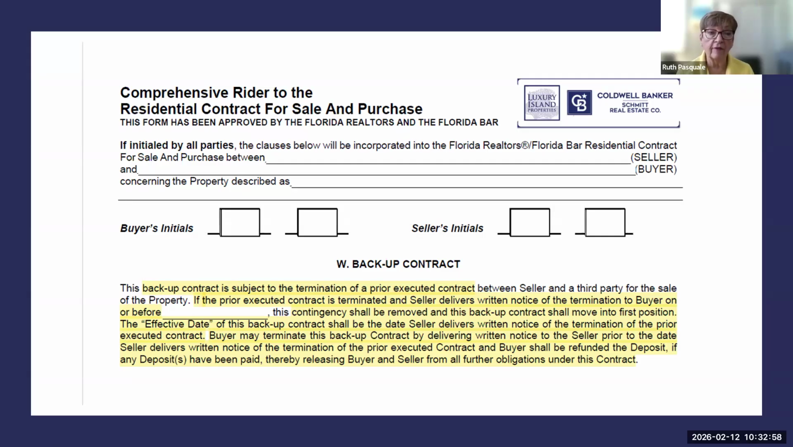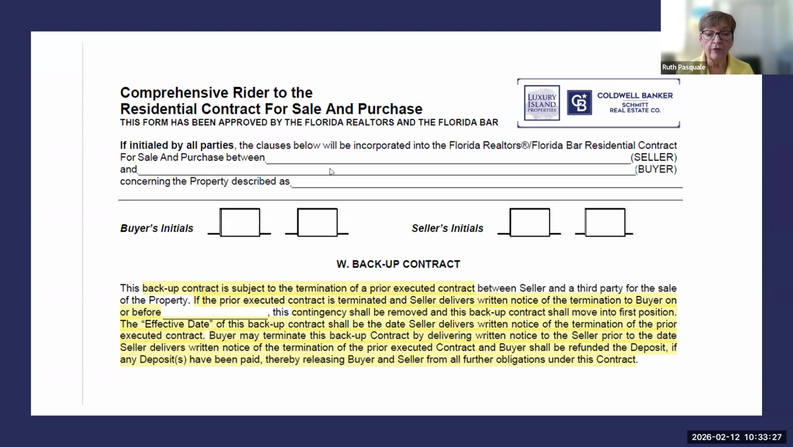So the buyer may say, you know what, I'll wait 2 weeks because we know the other one's in inspection, and maybe it'll fall out during the inspection period. Maybe it's 45 days to see if it closes, whatever it is. But this date is the date that the buyer has decided he will allow the backup contract to be in place. Everybody clear on that?